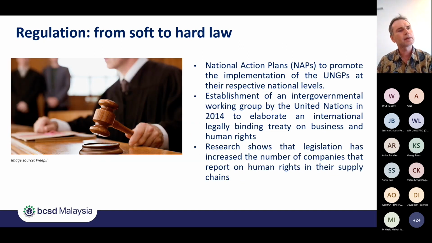So I think that the key point here is to understand, just by looking at the last 10 years, that there has been a dramatic shift. It's a shift from voluntarism, from corporate voluntarism, from soft law to hard law, meaning enforceable legal obligations.